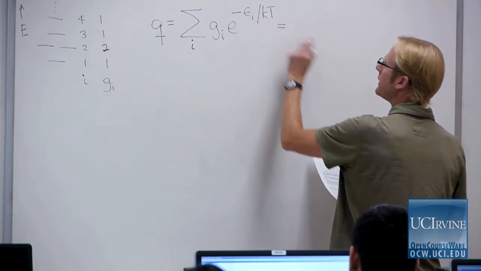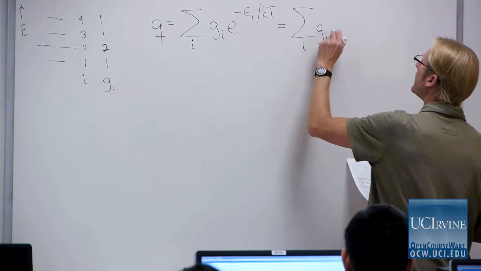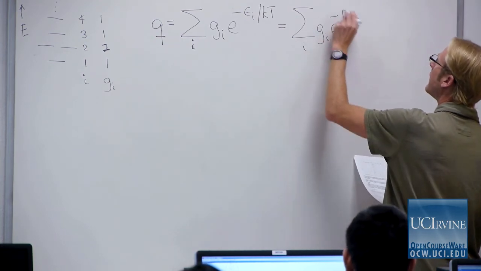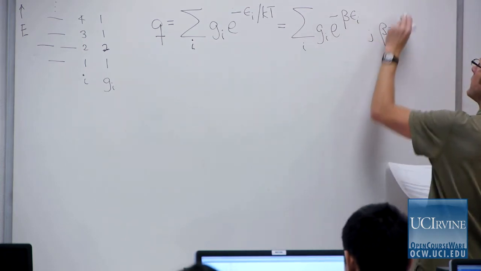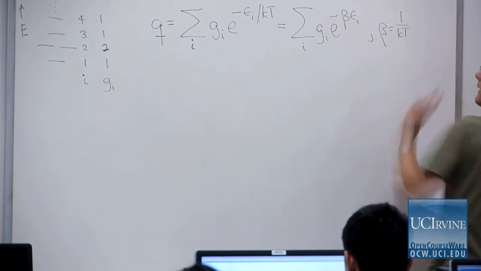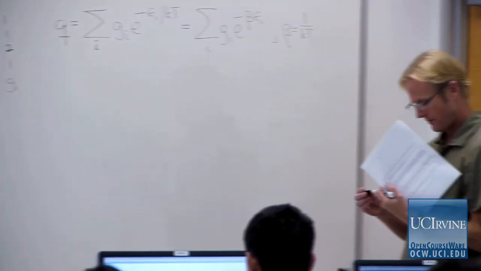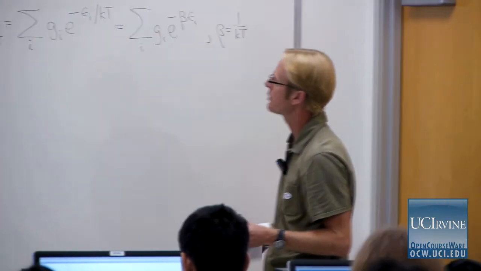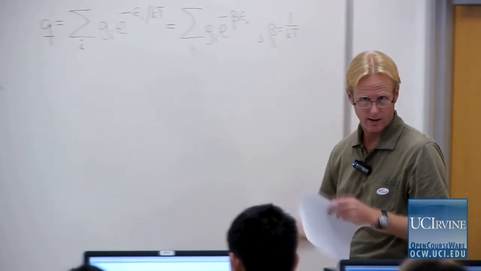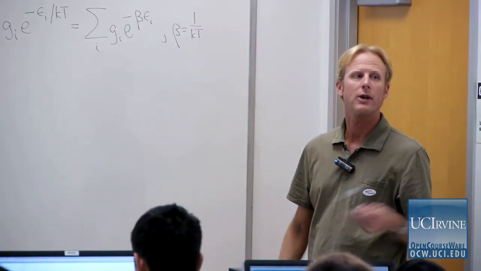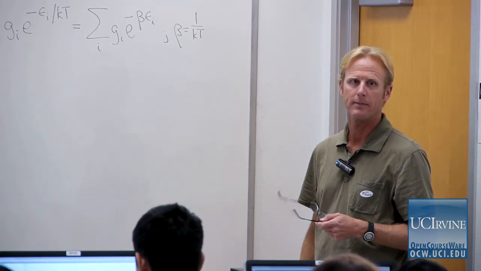Another way to write this would be the sum over i, g_i e to the minus beta epsilon_i, where beta is equal to 1 over kT. All right? So what's the significance of this? Well, as you will learn when you get your introduction to statistical mechanics, if you know this function, then you have the connection to all the thermodynamic properties of whatever system it is that you are describing.